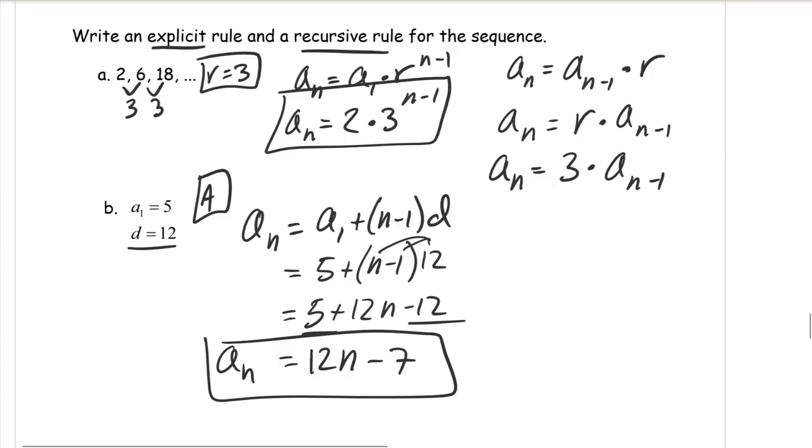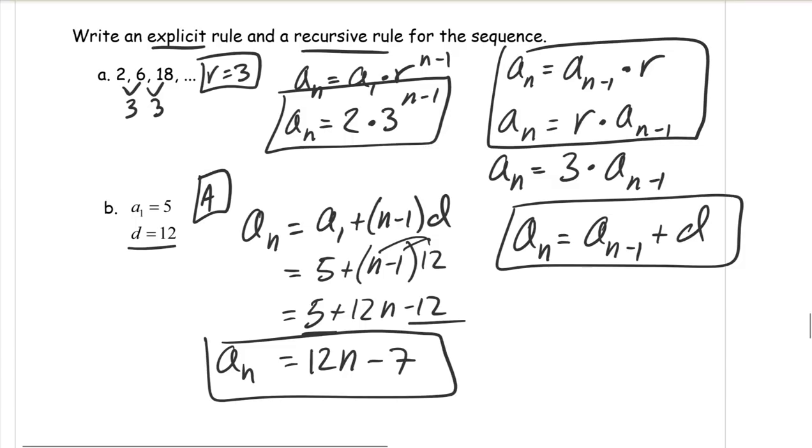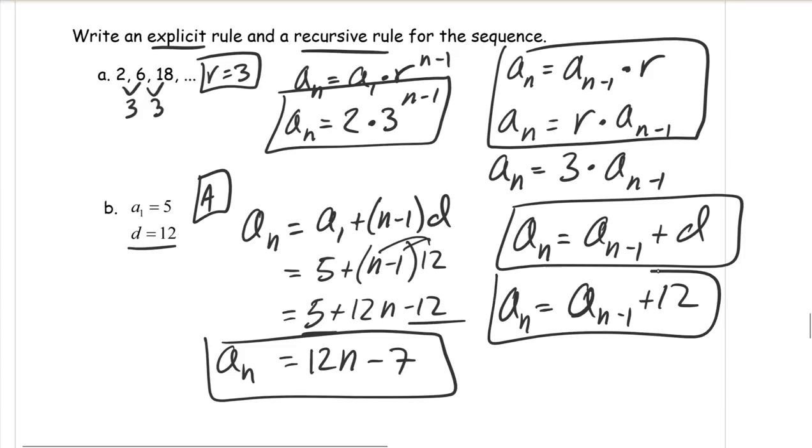And our recursive rule is a sub n equals our previous term plus our common difference. These recursive rules aren't super strong because we need to know the term in front. We can only go to the next term. So this would just be our previous term, a sub n minus 1 plus 12. So we were at our first term. To know our next term, we just know to add 12. That would make 17. Okay, now we know our next term. Well, we just need to add 12.